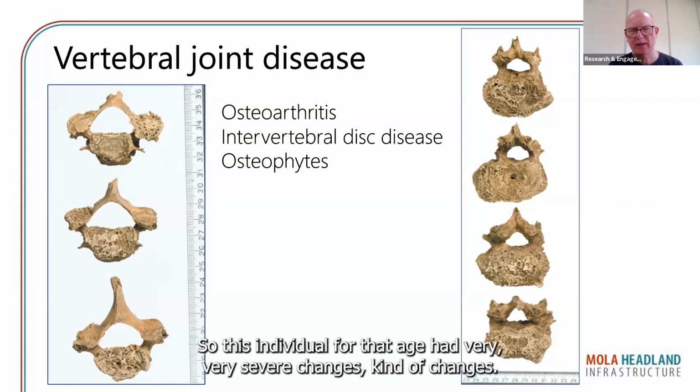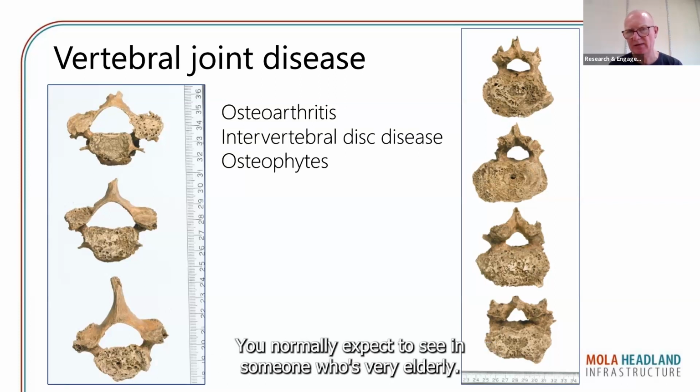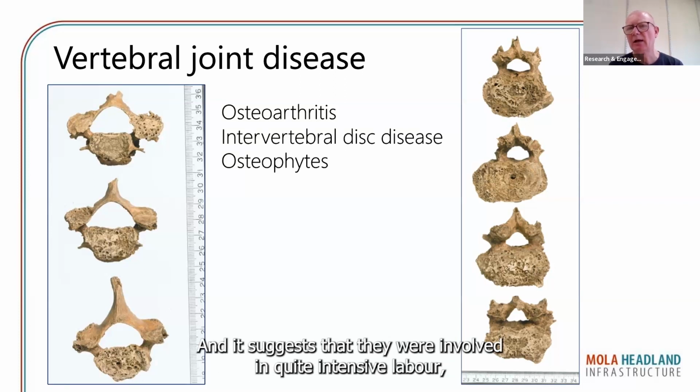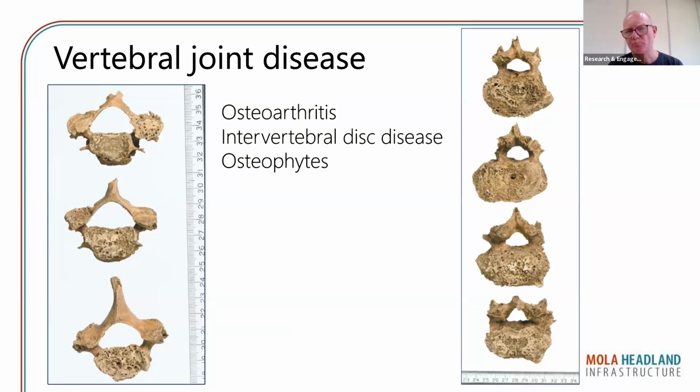So this individual for their age had very, very severe changes, the kind of changes you'd normally expect to see in someone who was very elderly. And it suggests that they were involved in quite intensive labor, possibly something to do with agriculture, of course.